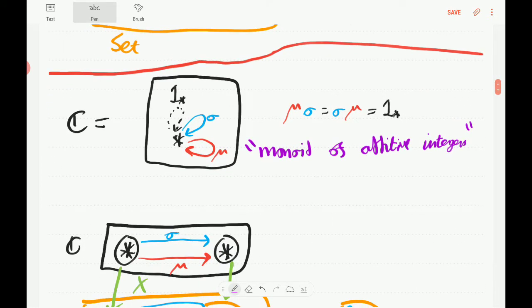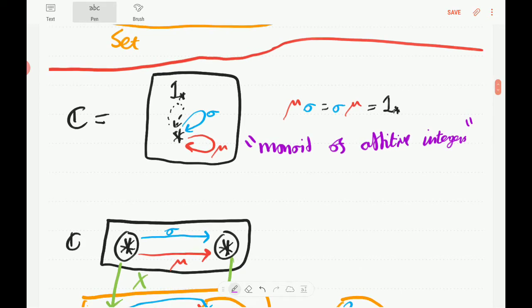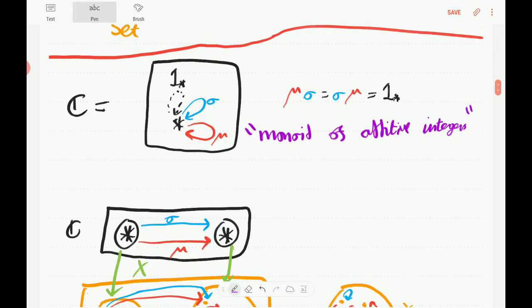Anyway, here's another kind of interesting system, which just involves a sort of monoid, so it just involves a category with one object called star. And here, again, we have the identity arrow, we have this arrow sigma and this arrow mu, but now we suppose that mu after sigma equals sigma after mu equals the identity arrow. So this is called the monoid of additive integers. And the basic idea is that, yes, we have these two different arrows from star to itself, but we're insisting that they are inverses to one another.